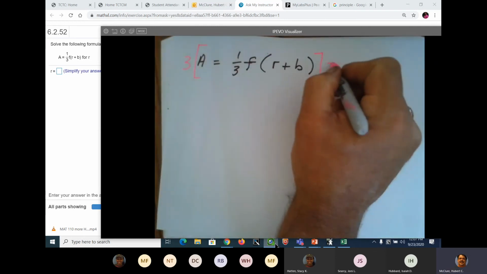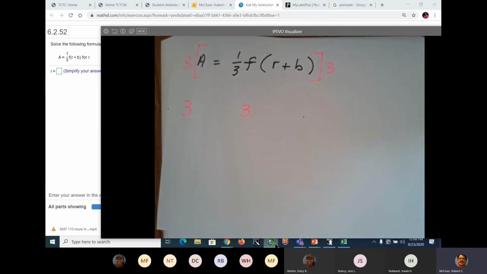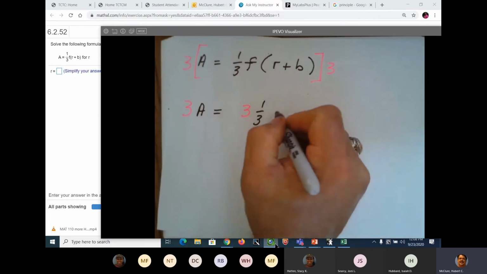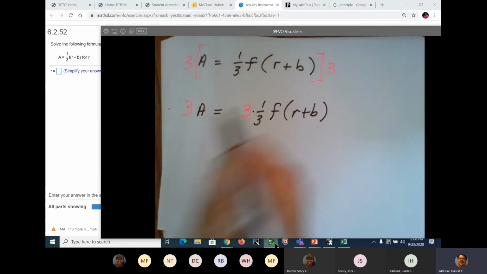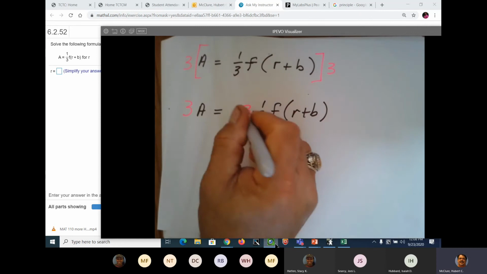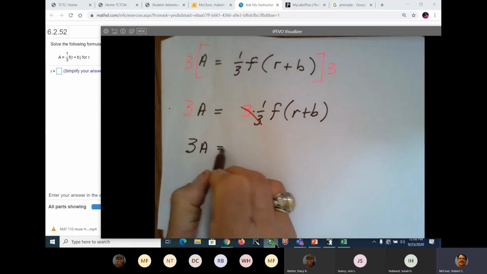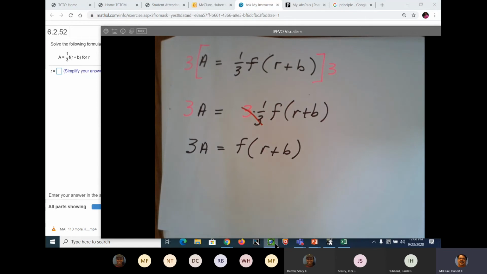So I'm going to multiply both sides by 3, and that's going to give me a 3 and a 3 right here. That gives me an A, and 1/3 F times R plus B, and of course this goes out and leaves a 1. So we've got 3A, 3 capital A, is equal to F times R plus B. Now I'm going to look and see what I'm solving for. I'm solving for R. Uh-oh. So I've got to get R by itself.